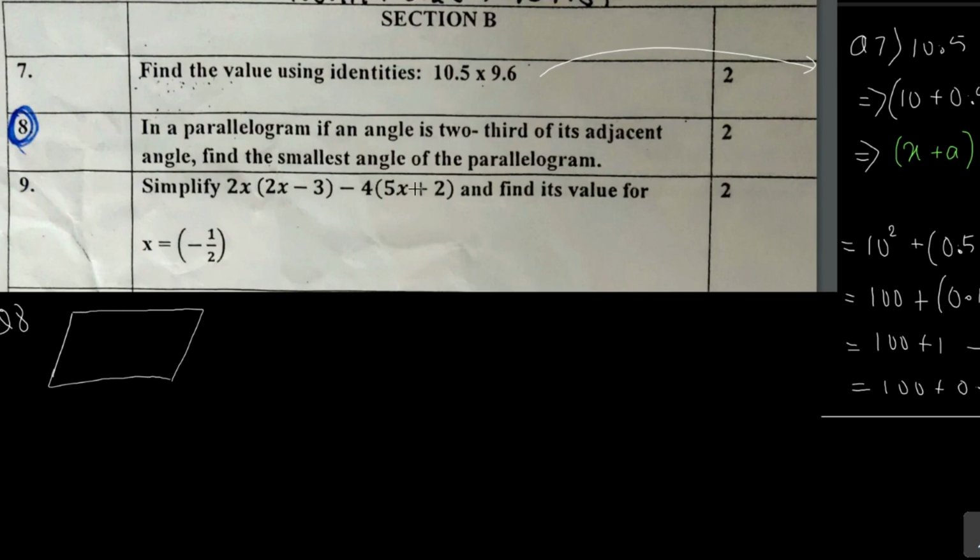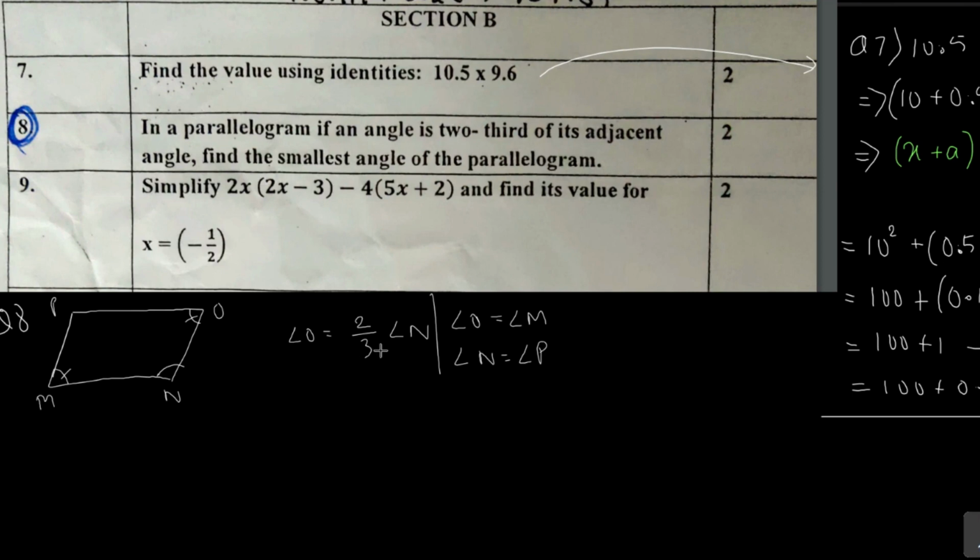If an angle is 2/3, so this angle, let's take this is the smaller one and this is the larger one. Let me name these vertices. So if I say angle O is equal to 2/3 of its adjacent, that is angle N, 2/3 angle N, find the smallest angle. Now this is a parallelogram, so the opposite angles are going to be equal, right? So angle O is going to be equal to angle M, and angle N is going to be equal to the other angle.